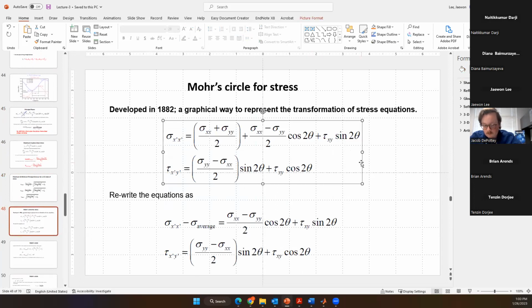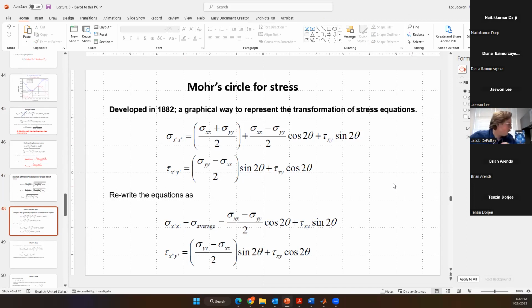So, Mohr's circle was developed about 100 years ago. It could be 104 years ago. So I think it is very useful when we design and understand the material properties.